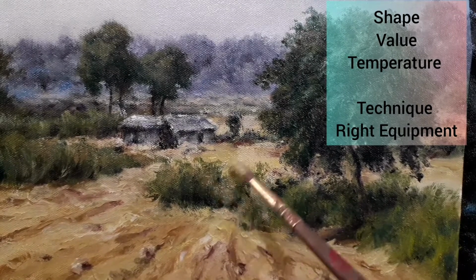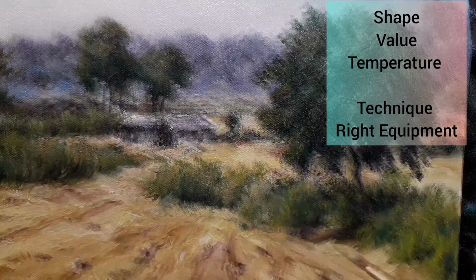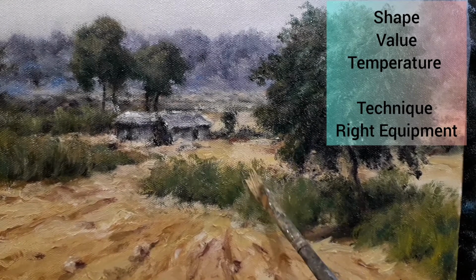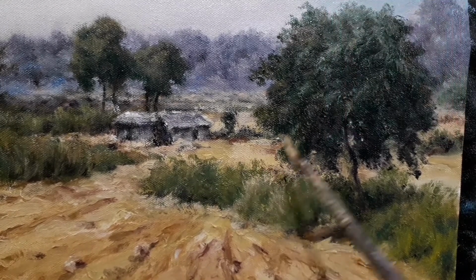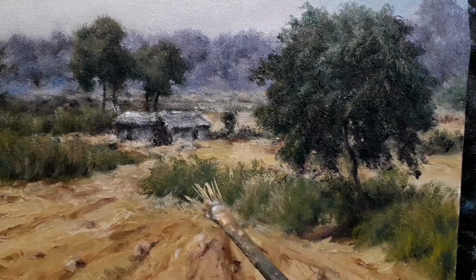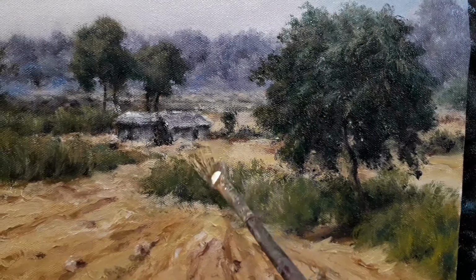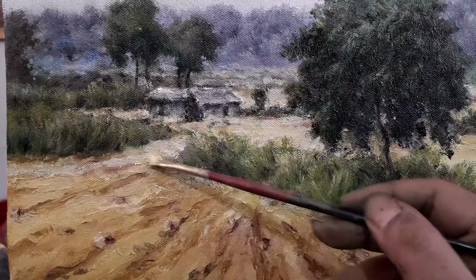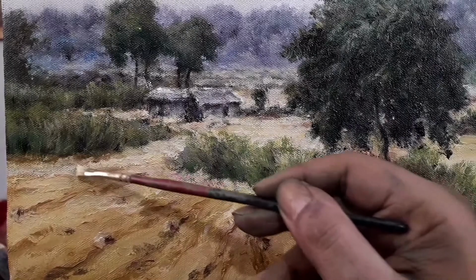And you can see again the shape, value, temperature, technique, and right equipment. These are integral. There is a brush which now has only a few hairs that is also being used, and this is a heavily modified one. And we are doing the first stage of modeling.